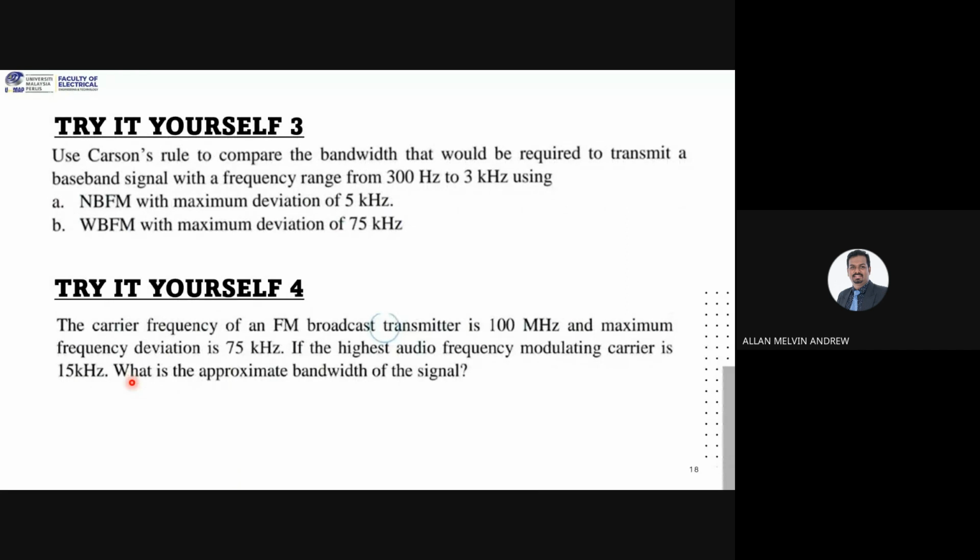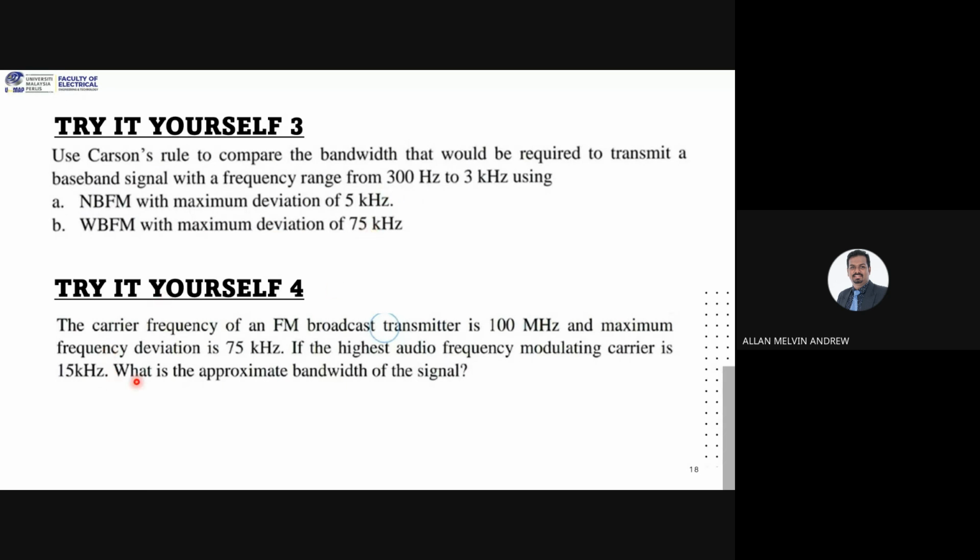Third, use Carson's rule to compare the bandwidth that will be required to transmit the baseband signal with frequency range from 300 Hz to 3 kilohertz using NBFM, a narrowband FM, where the maximum deviation is 5 kilohertz, and wideband FM, where we have a maximum deviation of 75 kilohertz.